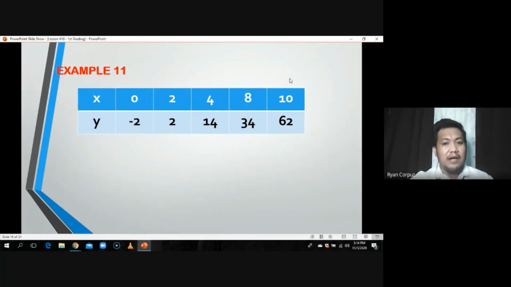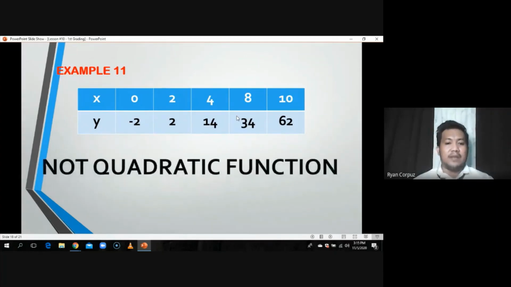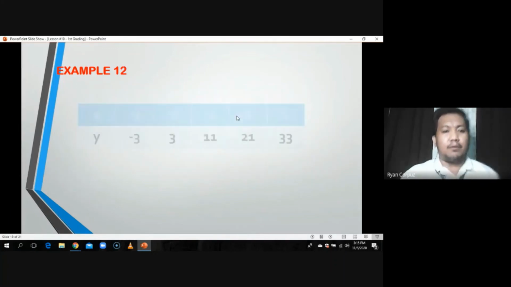So hindi na agad equal yung first difference. So even though nag-equal yung second difference ng y values, looking at the first difference of the x values, hindi na-satisfy yung things that we have to bear in mind. So that's why this example number 11 is showing not quadratic function. Nakuha yun? So let's try another example, number 12.